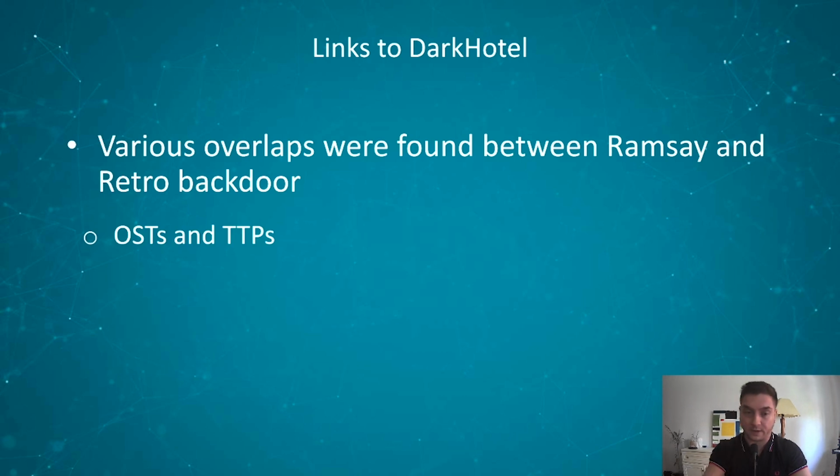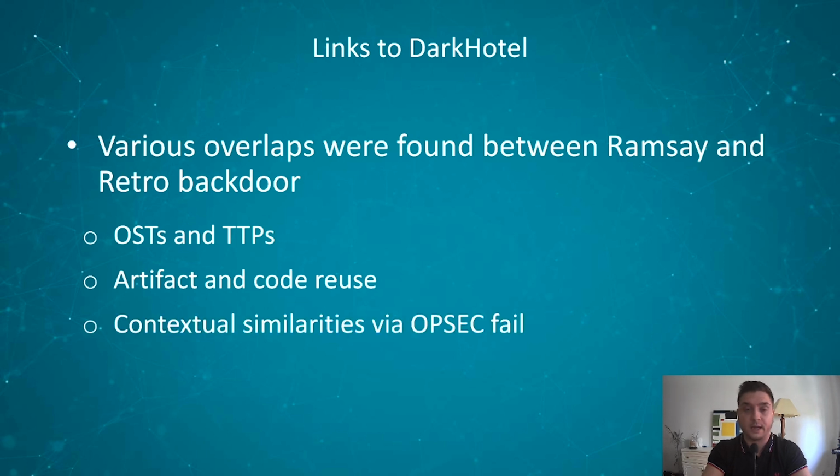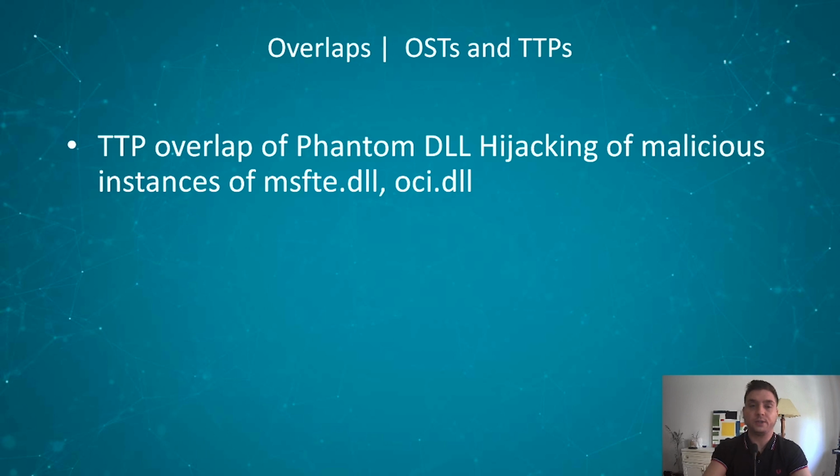In regards to the overlaps that we were able to find, we classified them into 3 different types: open source tools and TTPs overlaps, artifact and code reuse overlaps, and contextual similarities courtesy of an operational security failure. In regards to TTPs, we found an overlap in phantom DLL hijacking, not only in the specific technique, but also in the dependencies that were abused, which are msfte.dll and OSI.dll, among others.